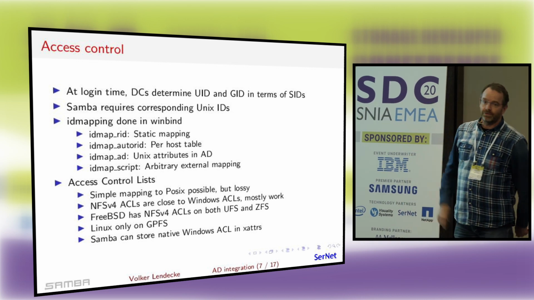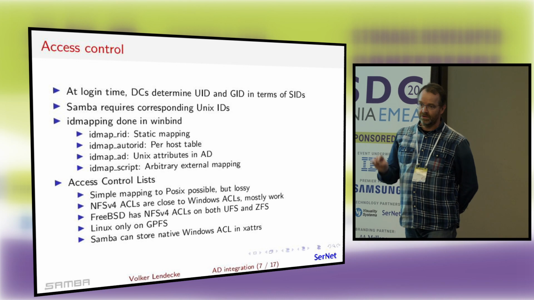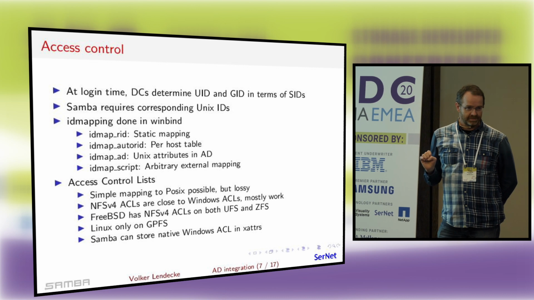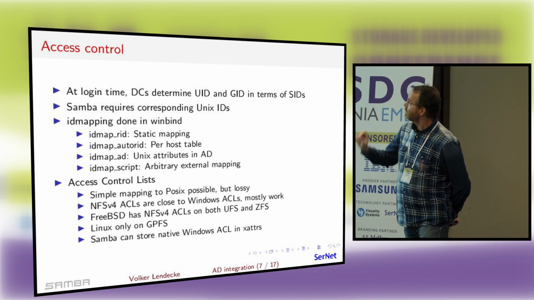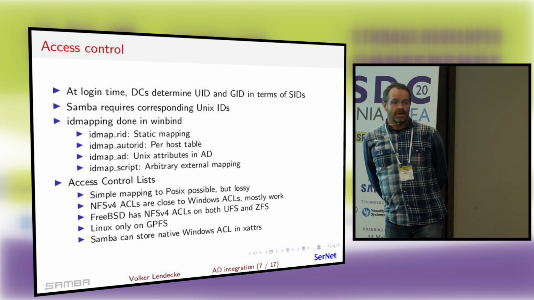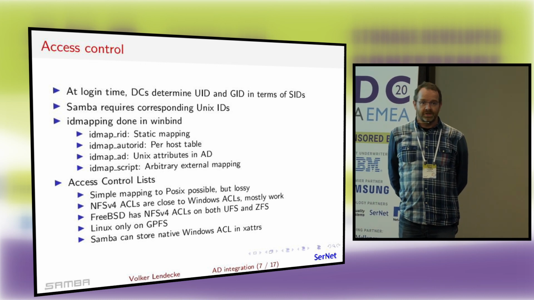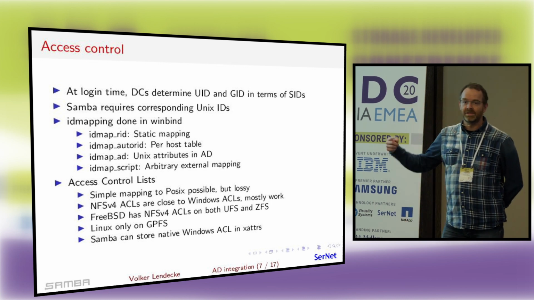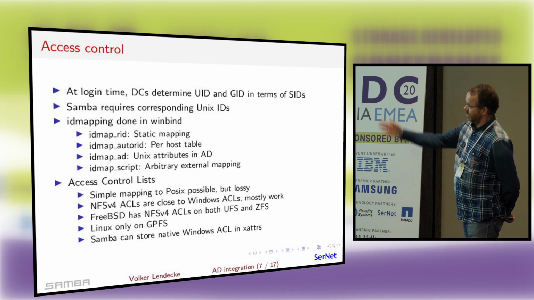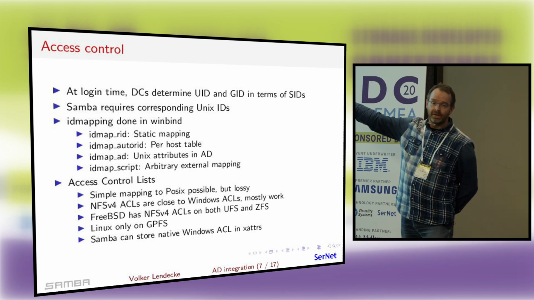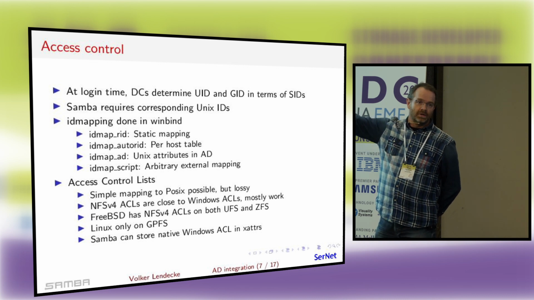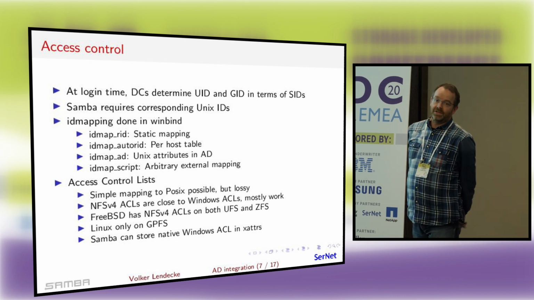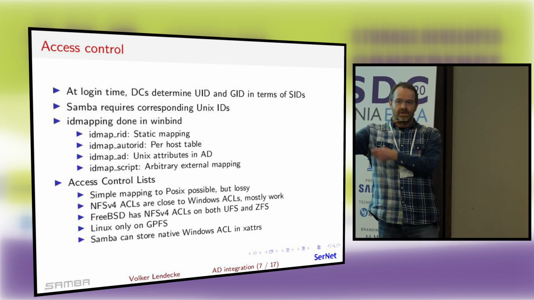For that, to get rid of these problems, you could use idmap rid. This requires that you manually configure all your hosts with static mappings. You could also use idmap AD, and this requires that the Active Directory administrator maintains the Unix IDs in Active Directory. We can just query that. And this will be the same for everybody. And yeah, so those are the options. And we have idmap script for some weird configurations where you have to access some external database. We can call out to a script that can then connect to your HR database or to whatever.